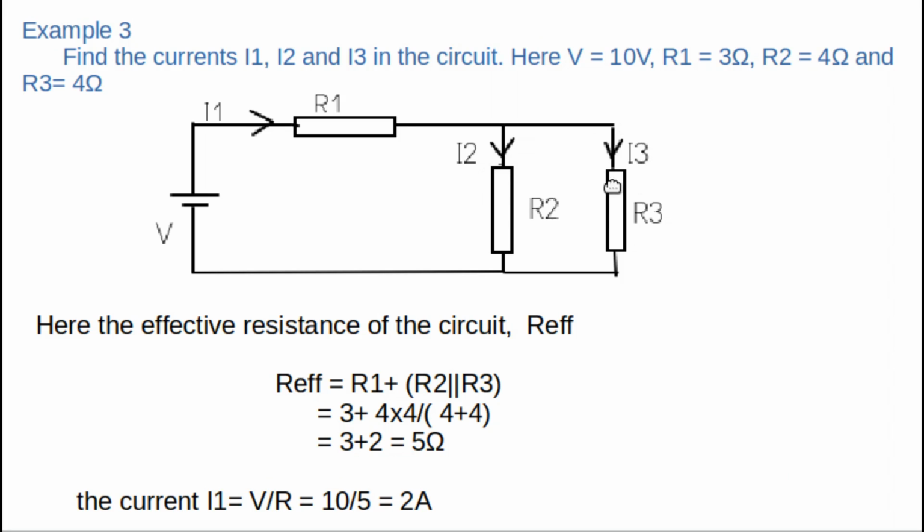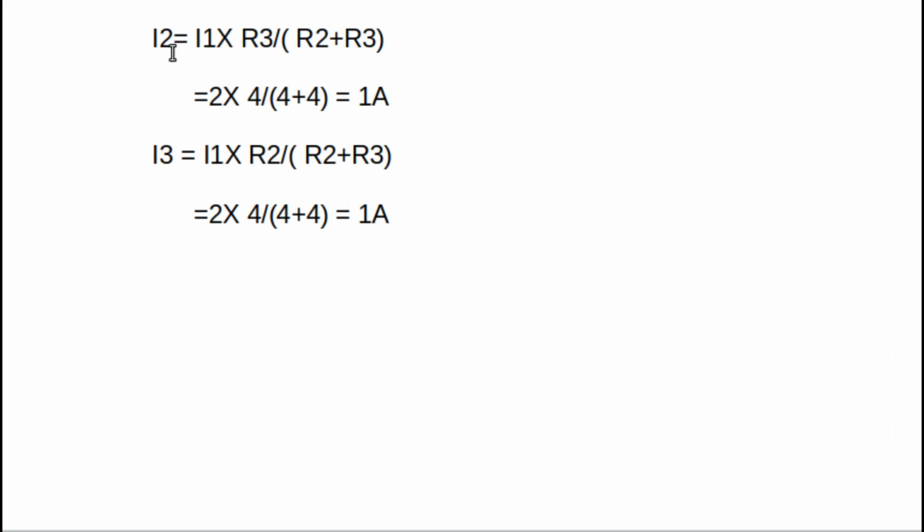By using the current division principle. So I2 is equal to the main current I1 into the resistance of the other branch, that is R3, divided by the sum of the resistances R2 plus R3. Substituting the values, we get that current I2 as 1 ampere. Similarly, what about the value of I3? The value of I3 is the main current I1 into R2 divided by R2 plus R3. So we get that too as 1 ampere.